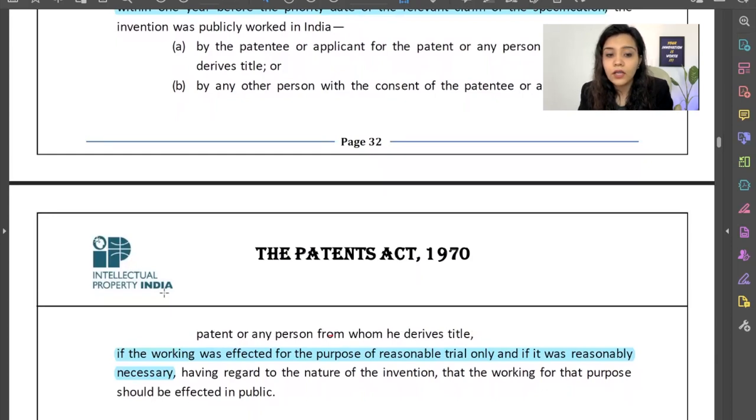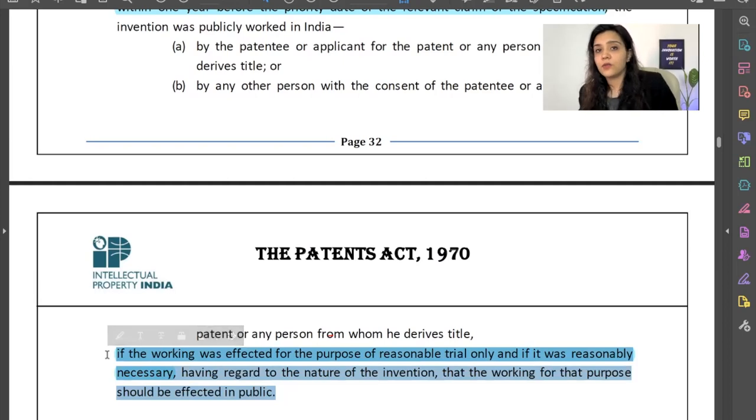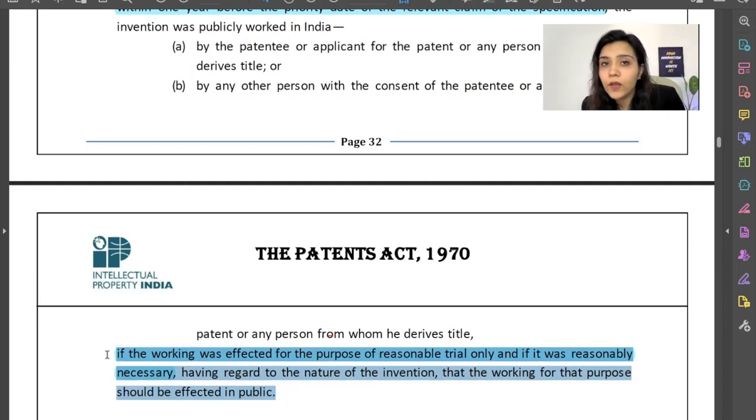But then again, we have a proviso clause: if the working was effected for the purpose of reasonable trial only, and if it was reasonably necessary, having regard to nature of the invention, that working for that purpose should be effected in public. So this public working exception, here again, the timeline is 12 months, that you can show that, okay, it was publicly worked within 12 months and now I am filing the patent application, it is okay.